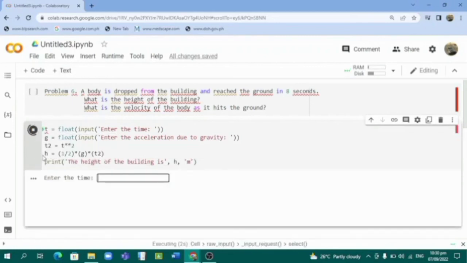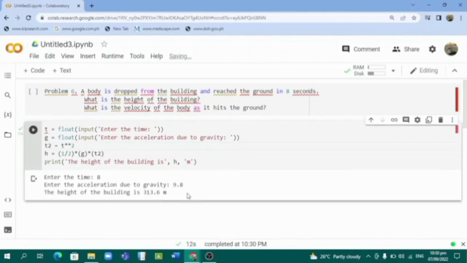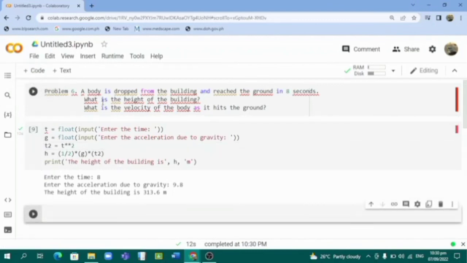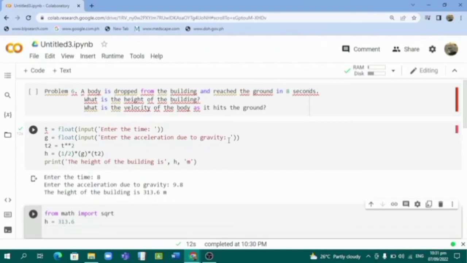The time is 8 seconds. Acceleration due to gravity is 9.8. And this is the height of the building. And to get the velocity of the body as it hits the ground, we solve it from math. We'll import square root. The height of the building, which is represented by h, equals 313.6 meters. And acceleration due to gravity is equal to 9.8.